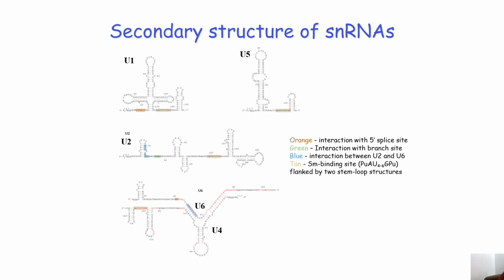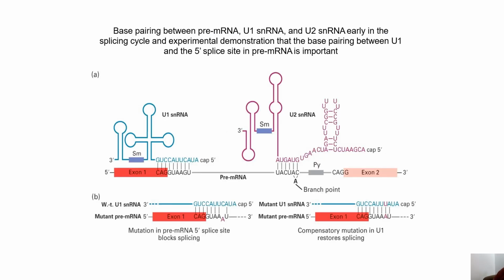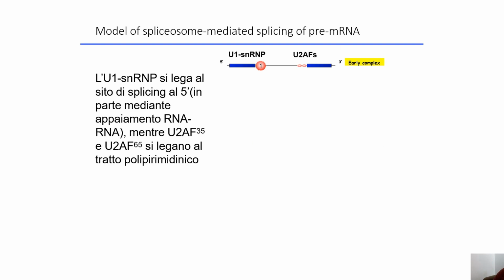Secondary structure of mRNA is transcription with 5' site interaction with branch site, interaction between U2 and U6, Sm binding site, which was so base pairing between pre-RNA, and U1 snRNA and U2 snRNA early in the cycle. I explained demonstrates that the base pairing between U1 and the 5' site is in pre-RNA's context. So there is a model of spliceosome mediated splicing of the pre-RNA.